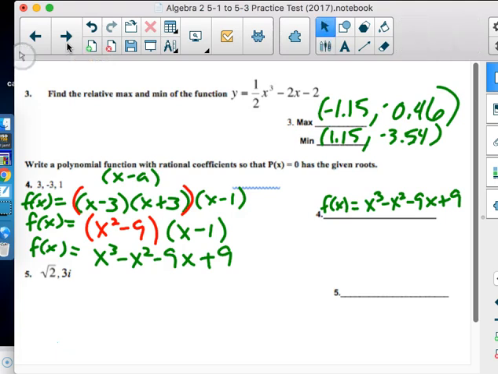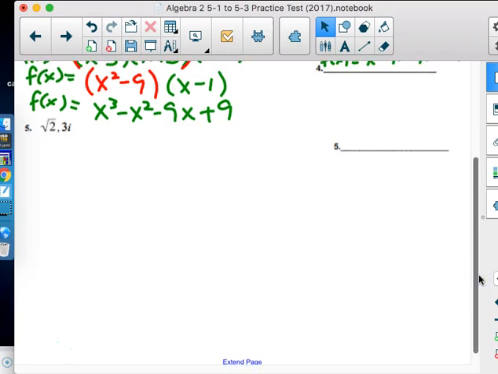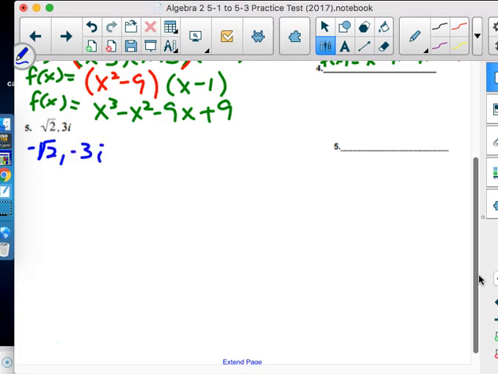Okay, let's go to number 5. Oh, it's a toughie. Something's bothering me. I think there's something we were supposed to remember about if the square root of 2 and imaginaries were there. Oh, the negatives have to be there also. Exactly. So they're going to give us these, but we have to know that's not all of them. We have to remember that.